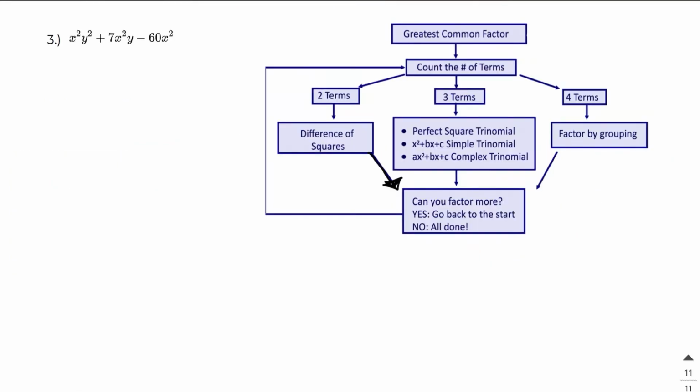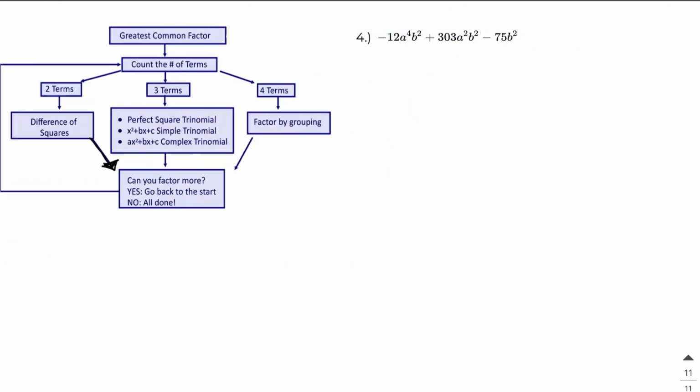Okay, I'm going to skip question number 3 for right now, and I want to take a look at 4 with you. And I'm going to be completely honest and straightforward with you. Number 4 is a really tricky question. So first thing I'm going to do is look and see, is there a greatest common factor here? So leading coefficient is negative, so I definitely want to take out a negative value. 12, 303, and 75 are all divisible by the number 3. So I'm going to take out a 3.